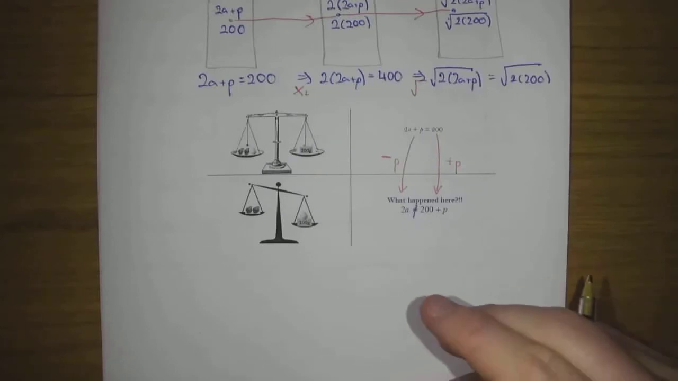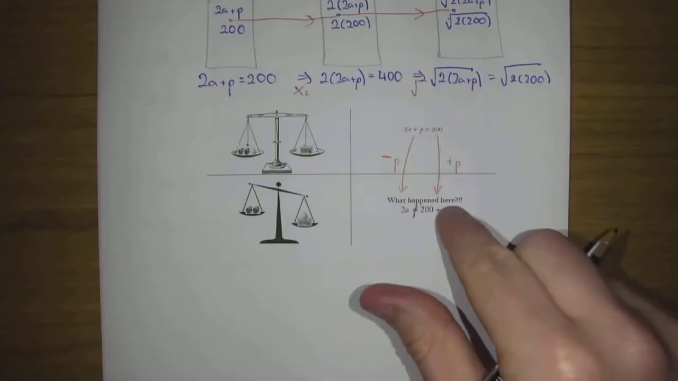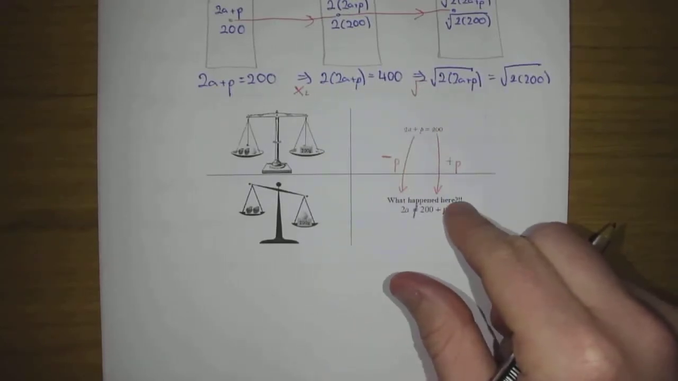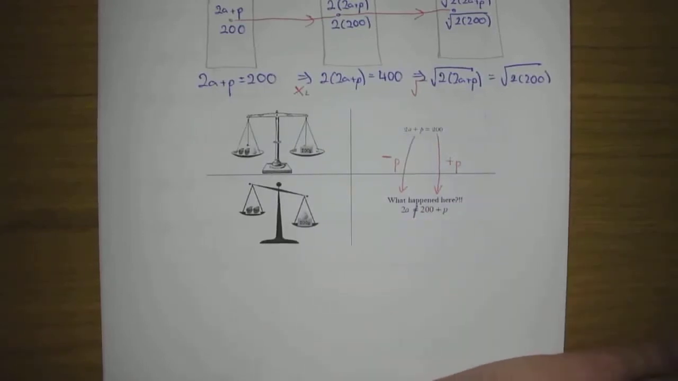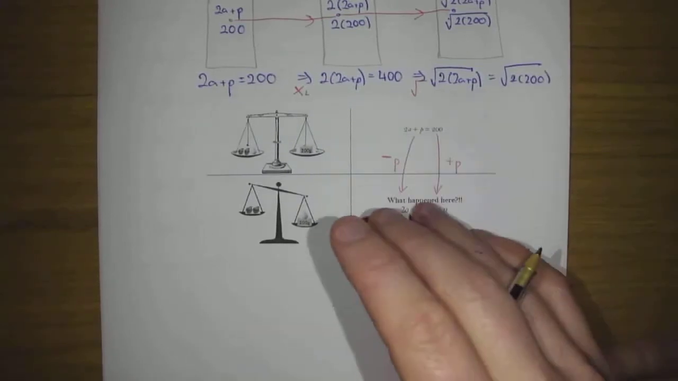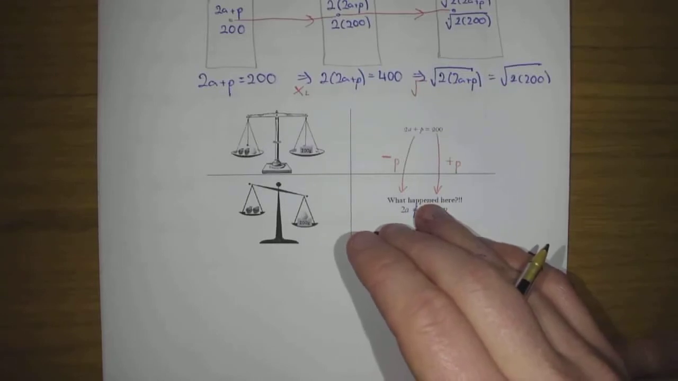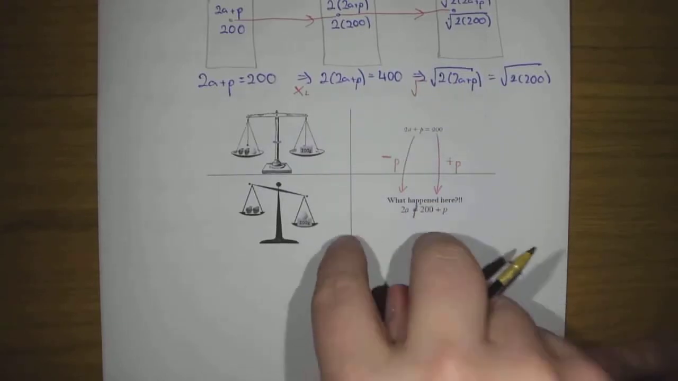And so, of course, what does this look like? You've moved over the p. Or, you know, in my class, we never say moving. It's nonsense. That's not what is actually happening. You're doing the same thing to both sides.